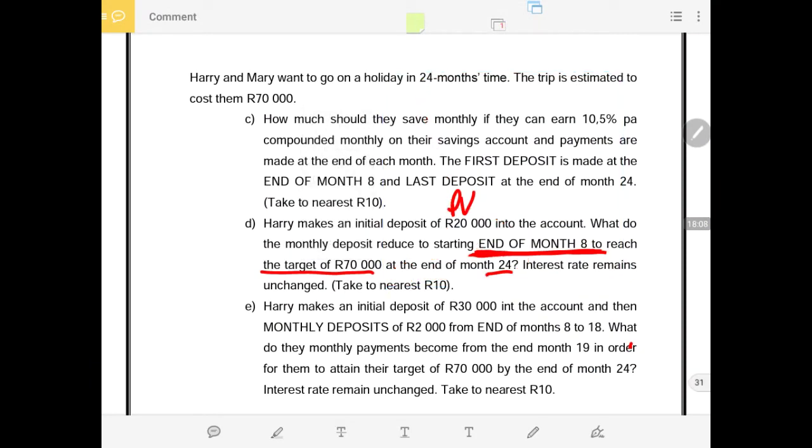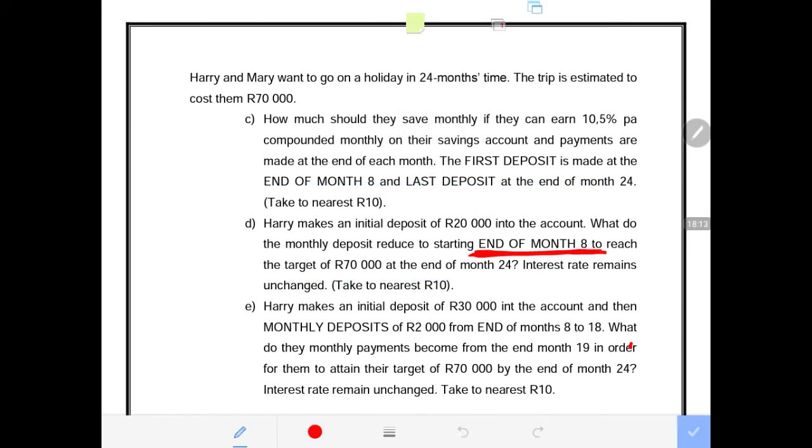And scenario number 3, which is number E, in fact, says that Harry makes an initial deposit of 30,000 into an account. So now we can say that is an initial deposit into an account. The minute an initial deposit is made, this initial deposit will remain in the account earning interest of 10.5% every month, compounded monthly for the next 24 months.